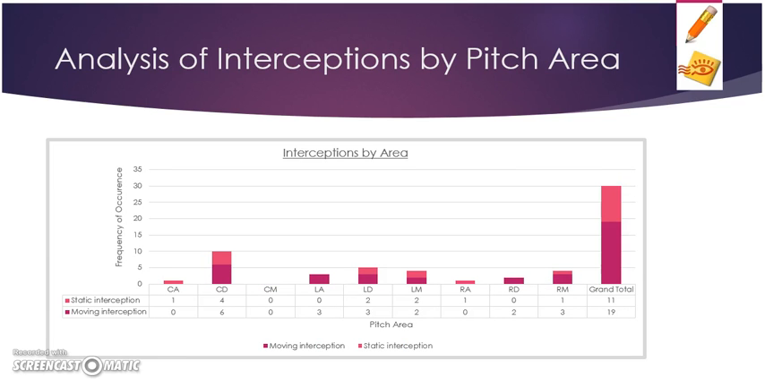Interceptions by area, we can see that 30 interceptions were made in total, 19 of which were moving interceptions, so that's potentially showing a strength there. Interesting on this one, which I'll go on to later, is the pitch areas that these interceptions were performed, but I'll go on to that in the next few slides.